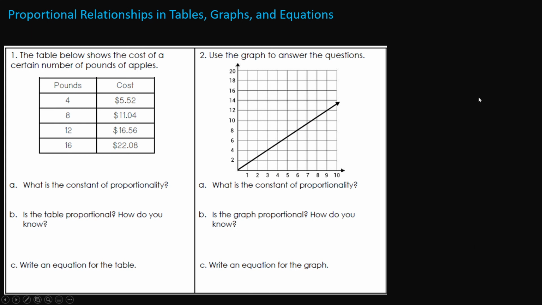For additional practice, I recommend trying out problems 1 and 2. They put together these entire scenarios and you're able to determine the rates and constant of proportionality in a table, a graph, and an equation.